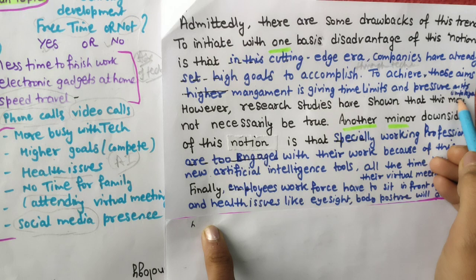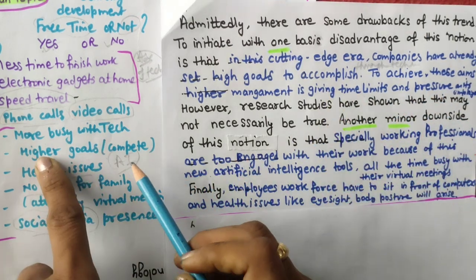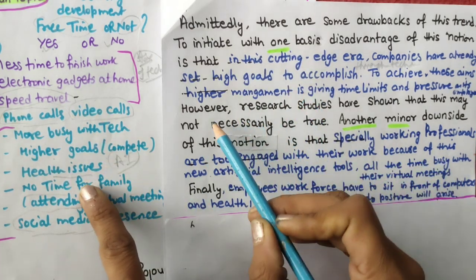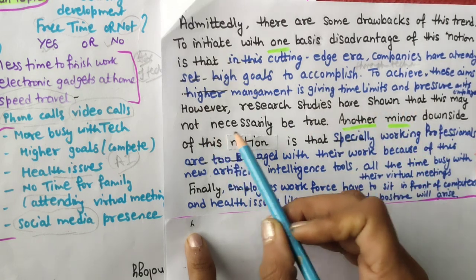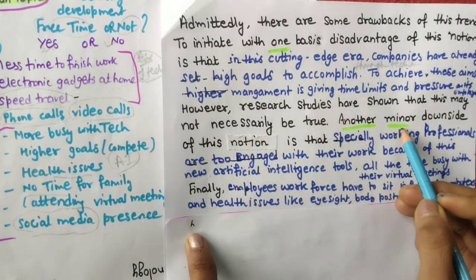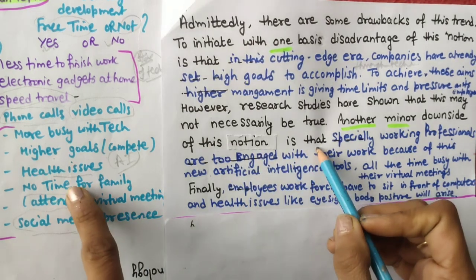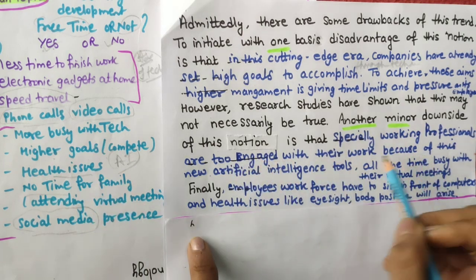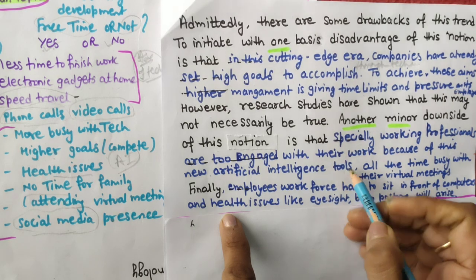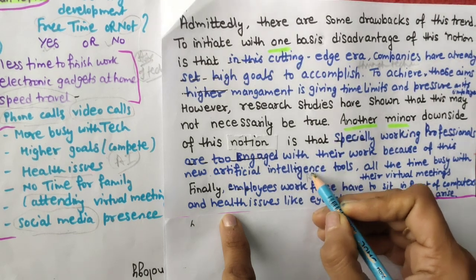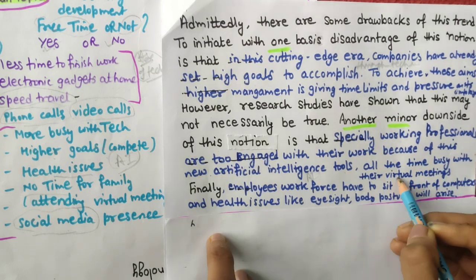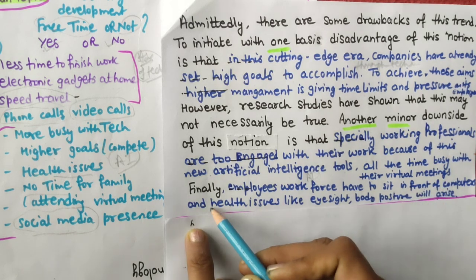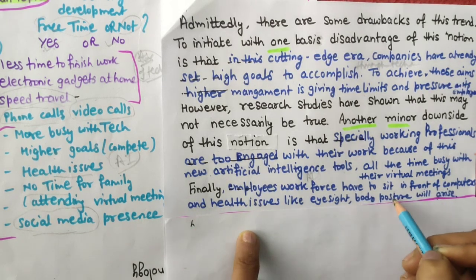giving pressure on employees. Okay, so that is my point. More busy with technology, higher goals. See this, how I have used these points. However, research studies have shown that this may not be necessarily true. Another minor downside of this notion is that especially working professionals are too engaged with their work because of this new artificial intelligence tools, like you can write AI in bracket, you can write AI tools, all the time busy with their virtual meetings. Finally, employees workforce have to sit in front of computers, and health issues like eyesight, body posture will arise.